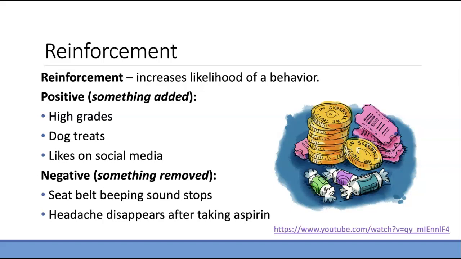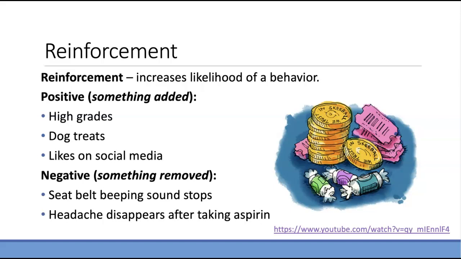You make that association. You know, okay, if I want that sound to stop, I need to put my seatbelt on. You are then more likely to put your seatbelt on every time. When you get a headache, you take an aspirin, it disappears. That unpleasant headache is being removed, and so you learn that the aspirin is effective, and that the next time you have that headache, you are more likely to take aspirin again because you know it's going to remove it. Now, in both cases, whether you're using positive reinforcement or negative reinforcement, the key point here is that you are increasing the likelihood of a behavior occurring.